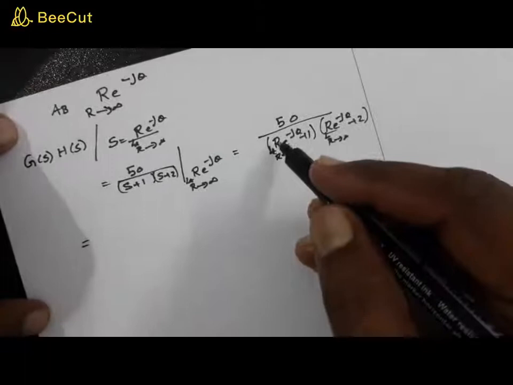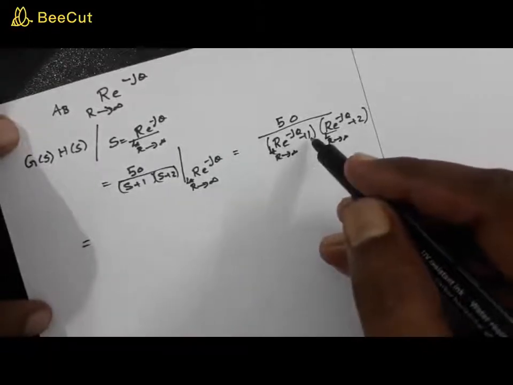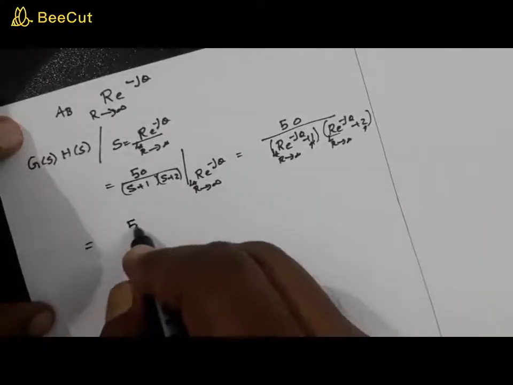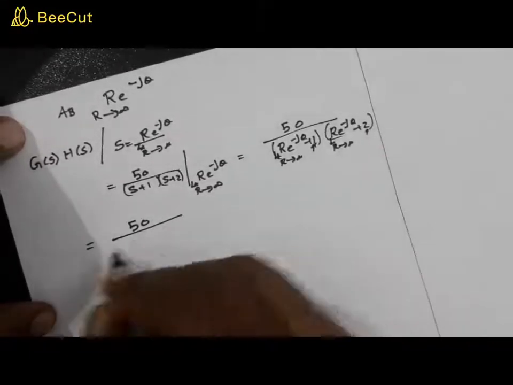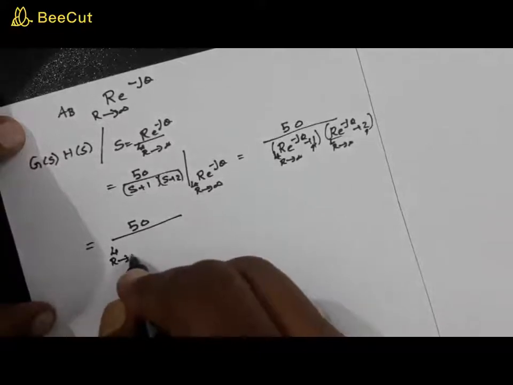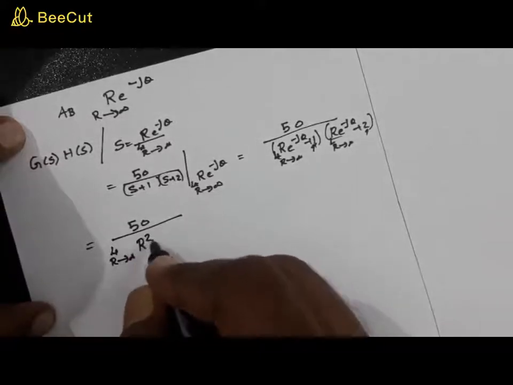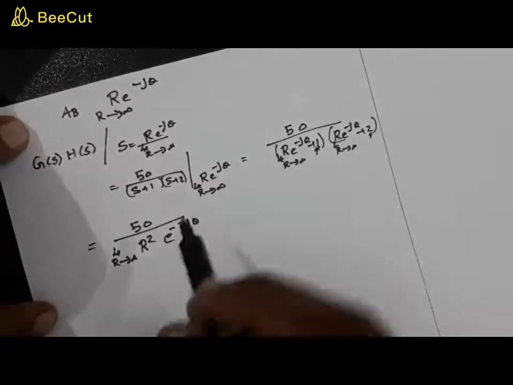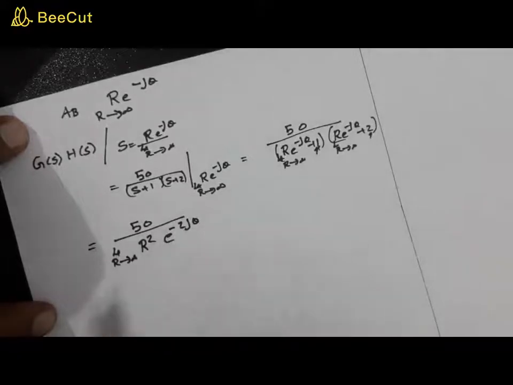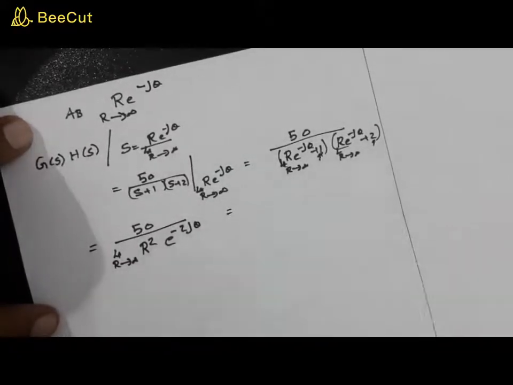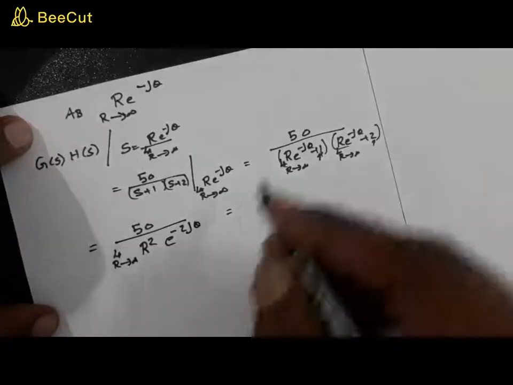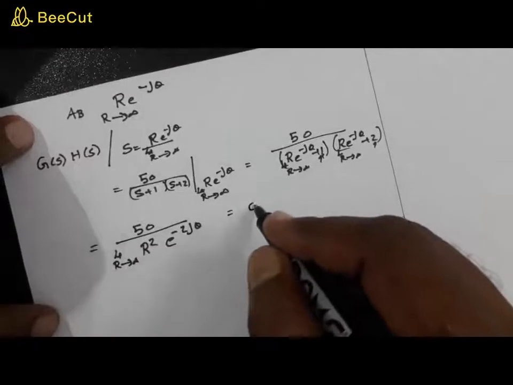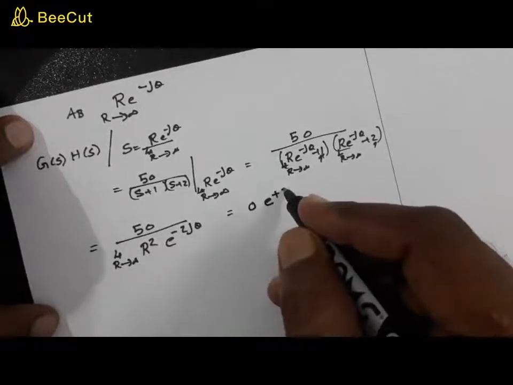Now when you compare this, the radius is very infinite, so you can ignore the 1 and 2, so that this becomes 50 divided by r square, limit r tends to infinity, into e raised to minus 2j theta. The 2 has no significance, we are worried only about the sign. So this is 50 by r square, and when you put r is equal to infinity, this becomes 0 into e raised to plus 2j theta.